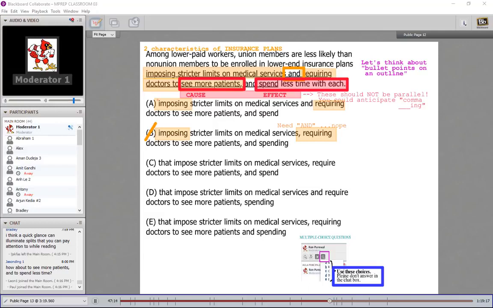C tries to put all of these in parallel, and we know you can't do that, because you can't put things that insurance plans do in parallel with things that doctors do. Then, impose and require, those are all right. Impose, comma, requiring has the same problem as B, so nope. That leaves us with A, alligator, and D, dog.